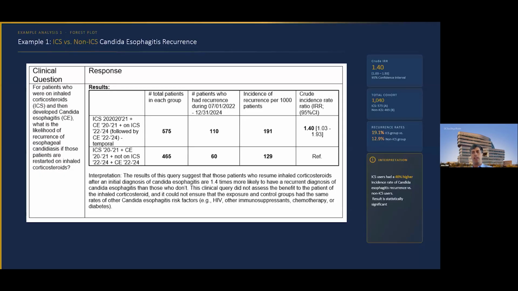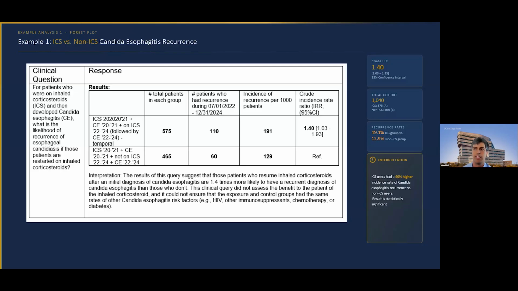So the next thing I want to do is take you through two examples, so you can see what we've done and how we went from a question to the report that gets back to the clinician. This is our first example, where we had patients who were on inhaled corticosteroids and then developed Candida esophagitis. We looked at what is the likelihood of recurrent Candida esophagitis in those patients who were restarted on inhaled corticosteroids. Basically, what's the risk of developing Candida esophagitis again if you've had it once, been on inhaled corticosteroids, and then were continued on that.